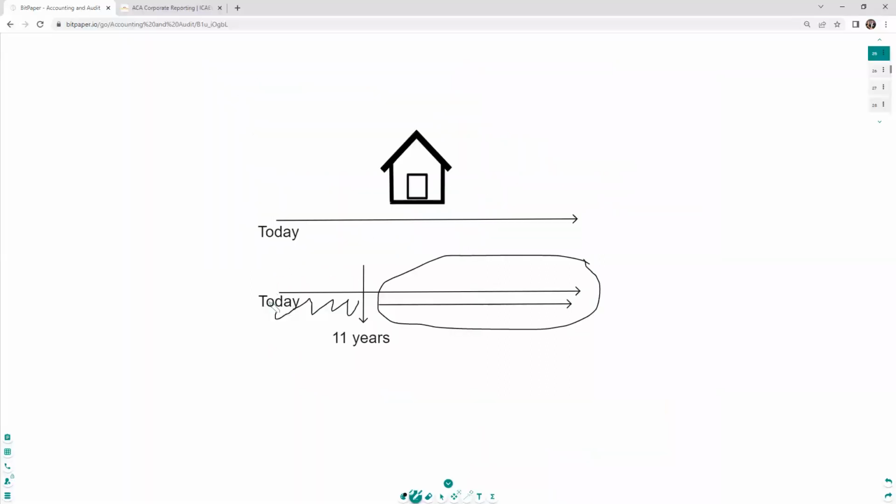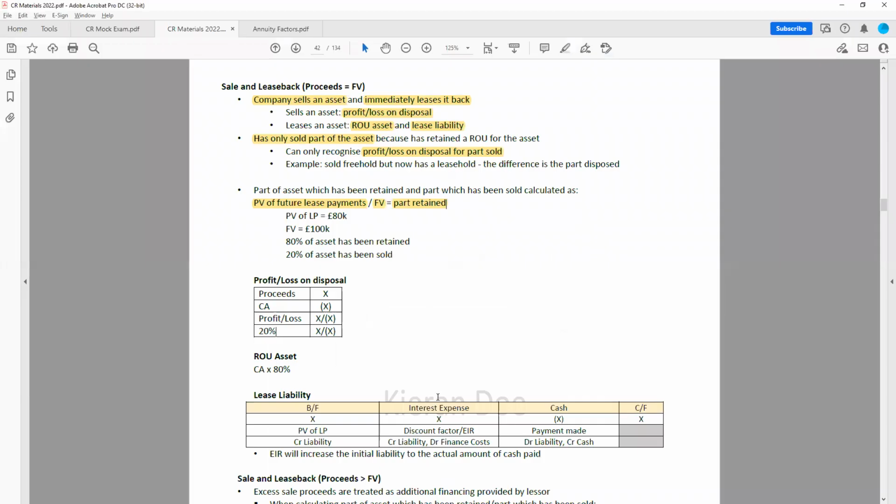So if we know what the value of this is from today for the next 11 years, and we can actually work that out because that's just going to be the present value of the lease payments they've agreed to make in order to use the asset, so we can get a value for this part, and we know the total value of the whole asset, then of course we could work out the value of this as well. So it'll be easier here when we look at some numbers, and I'll demonstrate this.